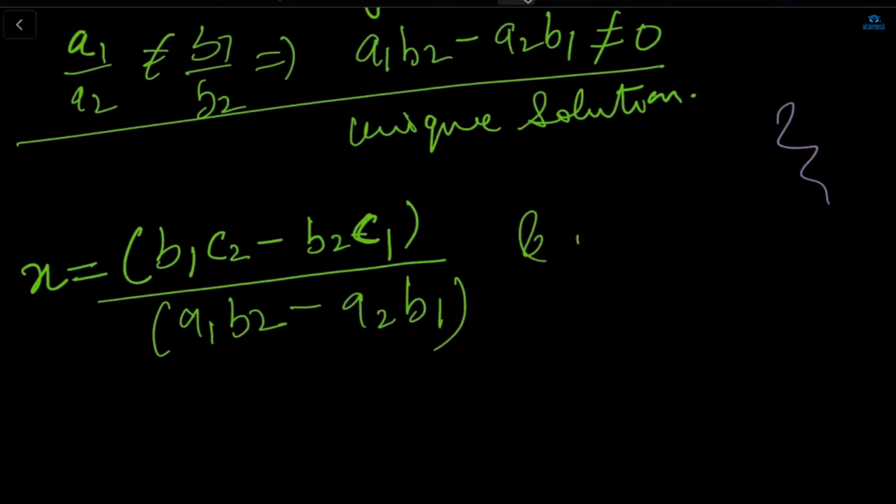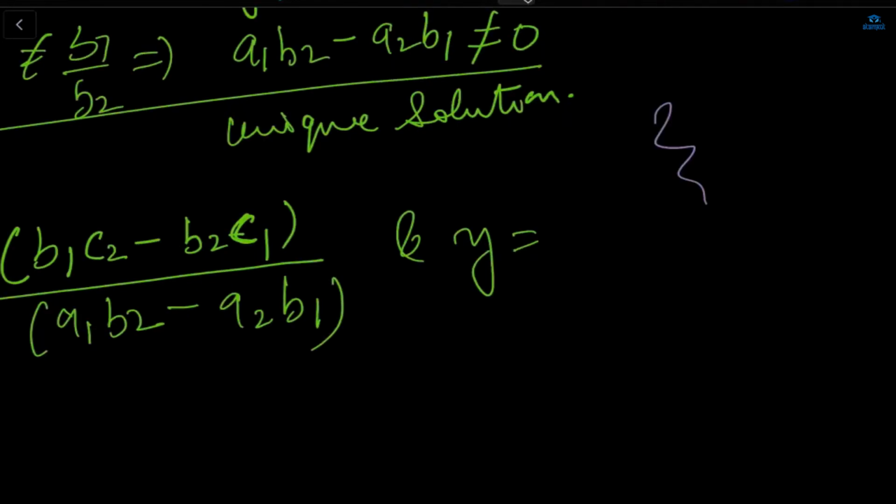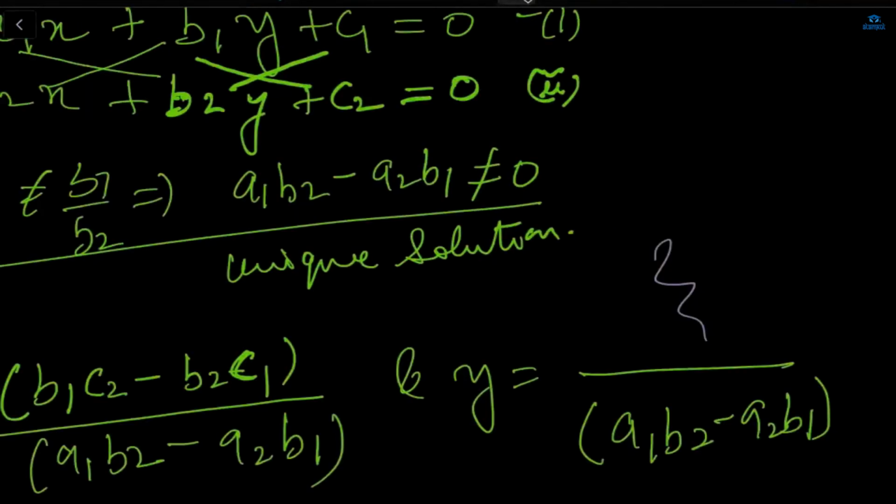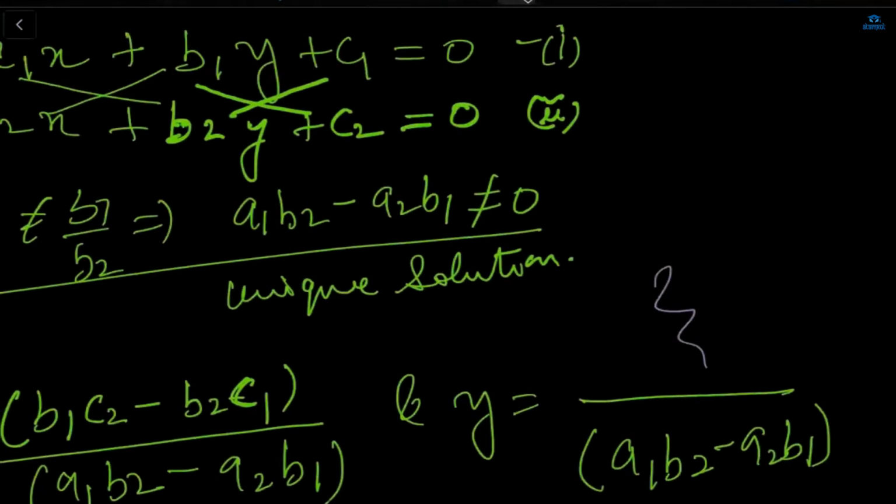And similarly, the value of y: the denominator will be the same, A1 B2 minus A2 B1. But in the numerator, you will be leaving y. So after y, you see C1 is here. So C1 multiplied by A2 minus C2 multiplied by A1. This will be there.